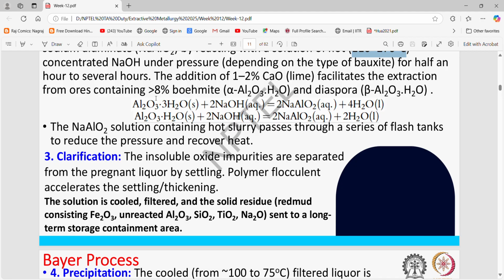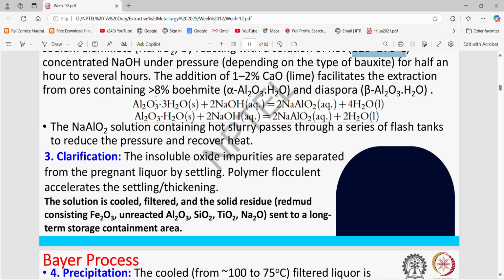After getting this NaAlO2 solution, we go with the clarification process. The insoluble oxide impurities are separated from the pregnant liquor by settling or polymer flocculation process, which can accelerate the settling or thickening of the leach liquor. The solution is cooled, filtered, and a solid residue, red mud, consisting of Fe2O3 and some unreacted Al2O3, SiO2, TiO2, Na2O, is sent to a long-term storage containment area.